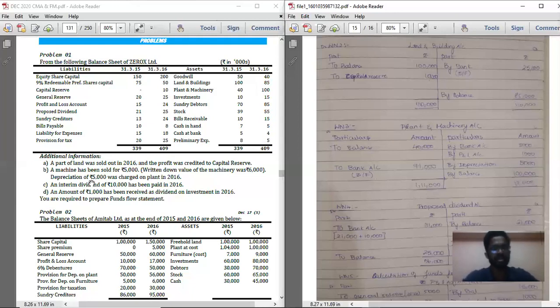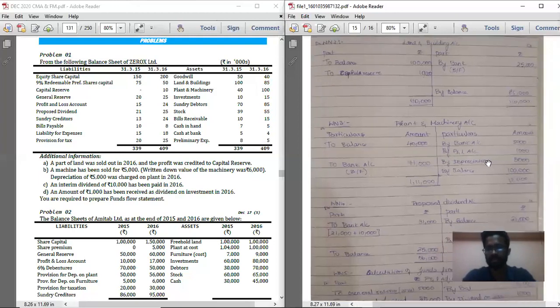Same way, for depreciation, plant and machinery value is getting decreased. So P&L account debit to depreciation account. Sorry, plant and machinery account debit to depreciation. You can put it both ways. P&L to depreciation also you can put, or plant and machinery to depreciation also you can put. Ultimately, it is going to get reduced from the plant and machinery. So, by depreciation, 5,000. Depreciation account debit to plant and machinery account.